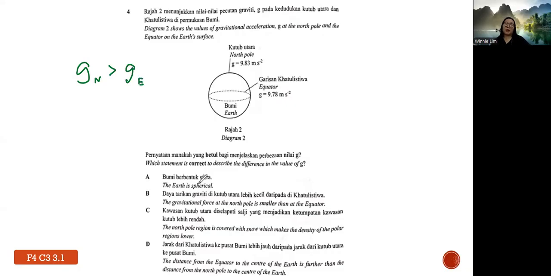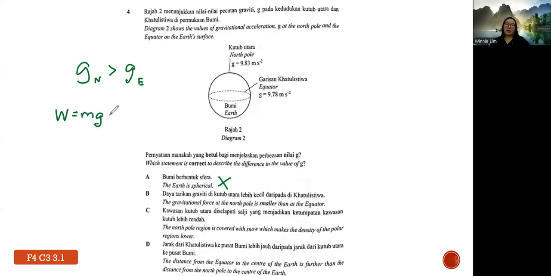Okay, so now we try to see. The Earth is spherical, cannot, because if spherical, then the value should be the same, right? So not accurate. Okay, then next, the gravitational force at the North Pole is smaller than at the equator. Okay, so what is the formula for gravitational force? Or in short, it is actually W equals mg.